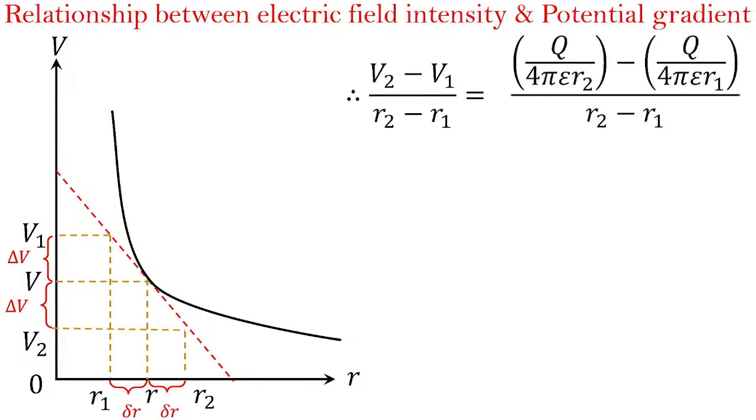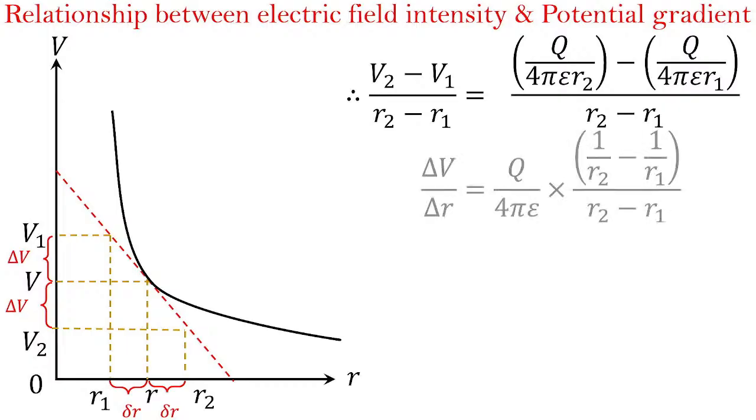Substitute this to the main expression. Q over 4 pi epsilon R2 minus Q over 4 pi epsilon R1, over R2 minus R1. Right? Now, Q over 4 pi epsilon common taken out. 1 over R2 minus 1 over R1 over R2 minus R1. This derivation is not in the syllabus, but we are deriving it for you to prove the fact.